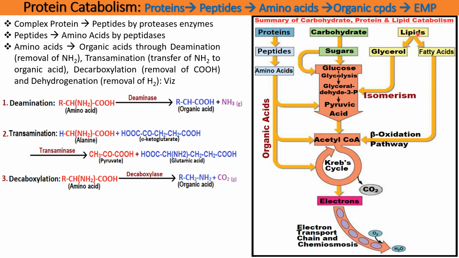In the case of lipids, they are broken down into glycerol and fatty acids. Glycerol becomes isomerized to glyceraldehyde phosphate and joins the glycolytic pathway, while fatty acids are converted into acetyl-CoA through the beta oxidation pathway to join the normal glycolytic pathway. So this is the summary of microbial nutrient catabolism for energy production.